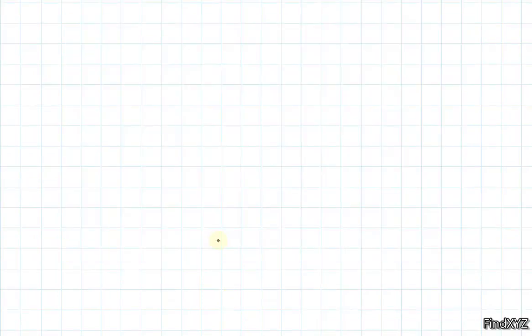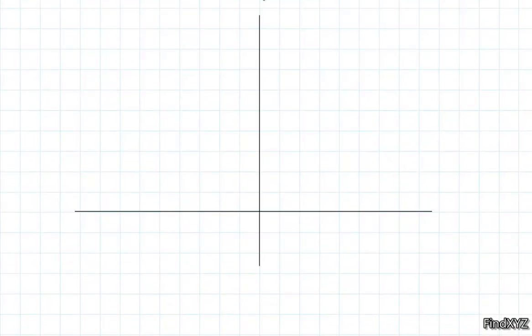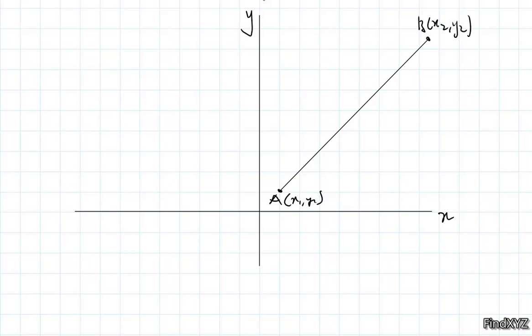I'll first draw my coordinate plane. Alright, so I'll label this my x-axis and this my y-axis. Now I need two different points on this coordinate plane. So let me draw a line. I'll label this as point A with x1, y1, and this as point B with x2, y2. Now I'll trace this coordinate to the x-axis, so this will be my x1 and this will be my y1. Then I'll trace this as well to the x-axis, so this will be my x2, and I'll trace this to the y-axis, and this will be my y2.